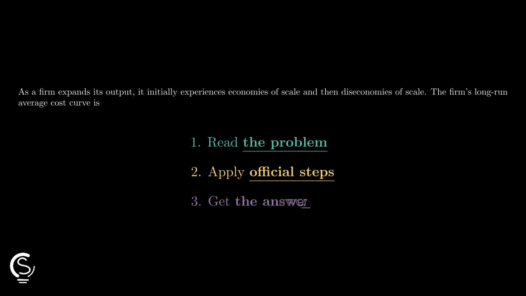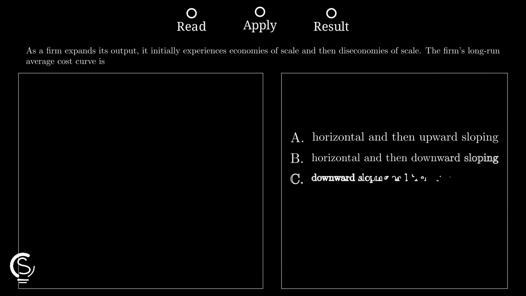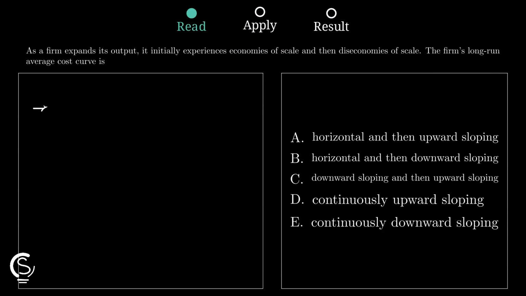Let's level up. Economies of scale can be tricky to visualize on a graph, but we can solve this quickly by looking at how average costs actually change. First, economies of scale mean that as a firm expands its total output, the long-run average cost starts to drop. This creates a downward sloping section on our cost curve graph.